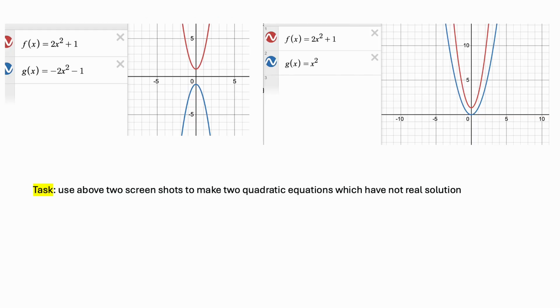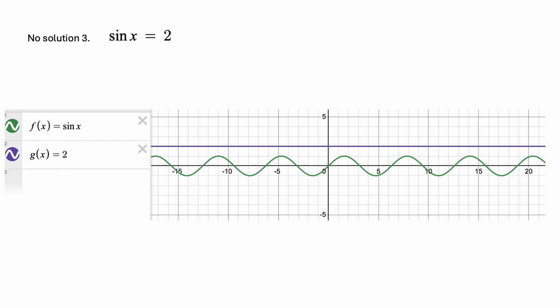Now I have another task for you. Use the above two screenshots to make two quadratic equations which have no real solutions. And then you use any methods, traditional methods, or the quadratic formula to prove that it has no real solution. Again, for an equation like this, because there are no intersections, there is no solution for this equation.